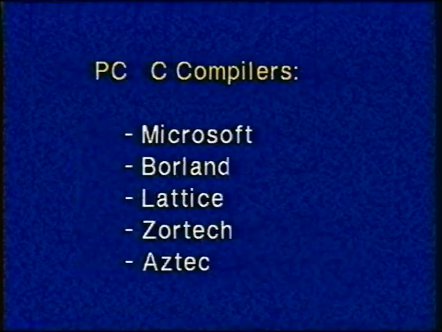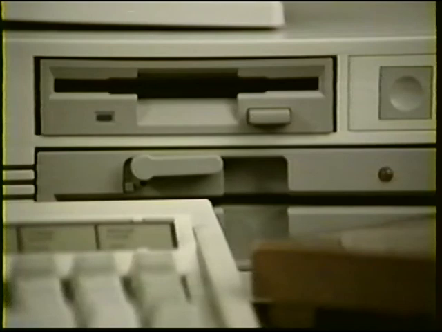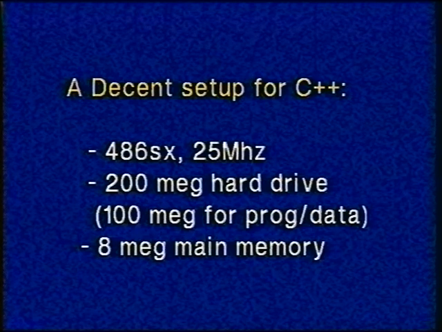It's certainly not difficult to find C compilers to work with on a PC. Some of the main brands used in industry include ones by Microsoft, Borland, Lattice, Software, and Aztec. However, the situation is quite a bit more involved when it comes to finding a C++ compiler. C++ compilers are much larger programs and require much more computer power to operate, and are very seldom used in systems with less horsepower than a 486. Many recommend that a good basic setup for serious C++ work should include at least a 486SX computer with a 200 megabyte hard drive and about 8 megabytes of main memory.